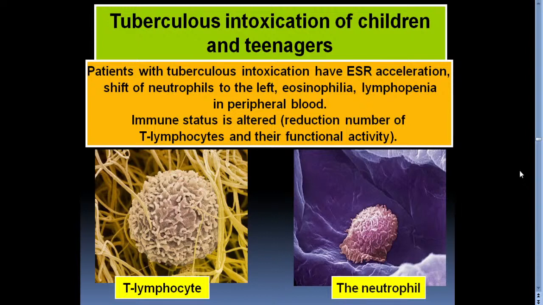Patients with tuberculous intoxication have ESR acceleration, shift of the neutrophils to the left, eosinophilia, lymphopenia in peripheral blood. Immune status is altered, reducing number of T lymphocytes and their functional activity.